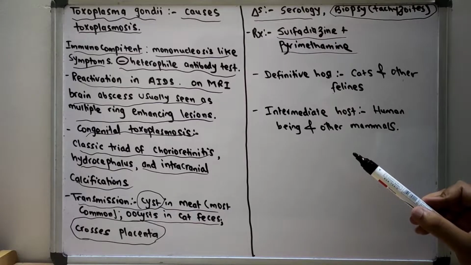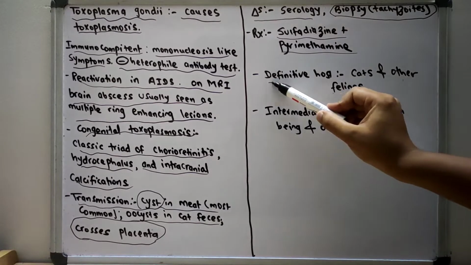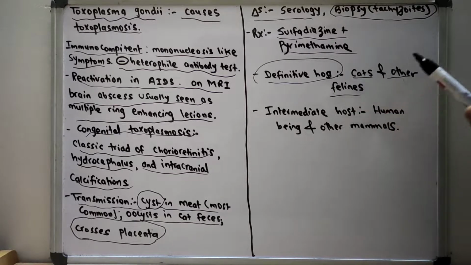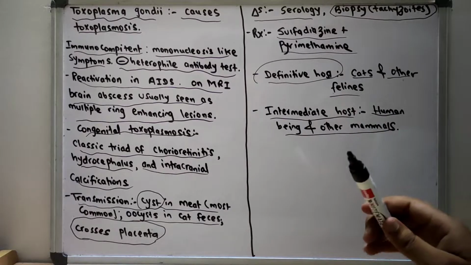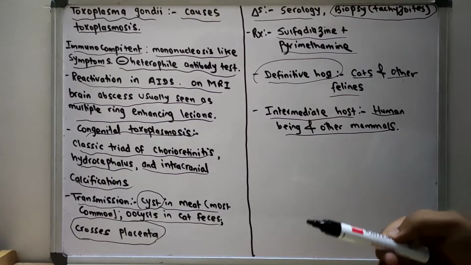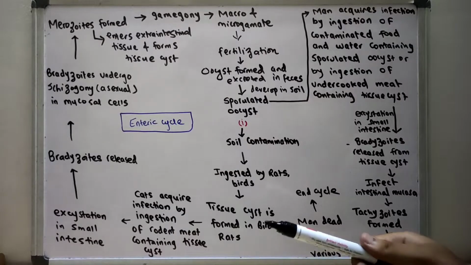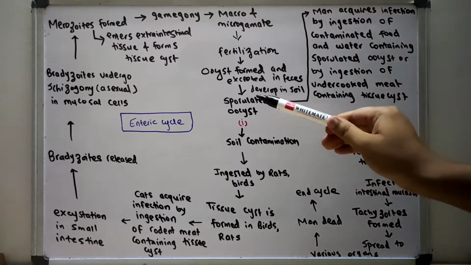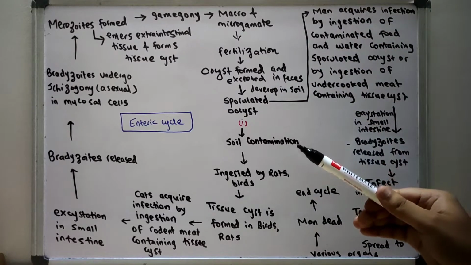You have to know that the definitive hosts of Toxoplasma gondii are cats and other felines, and the intermediate hosts are human beings and other mammals. So now let us discuss the life cycle of Toxoplasma gondii. Now let us discuss in detail the life cycle of Toxoplasma gondii. First of all, let us start from the sporulated oocyst.